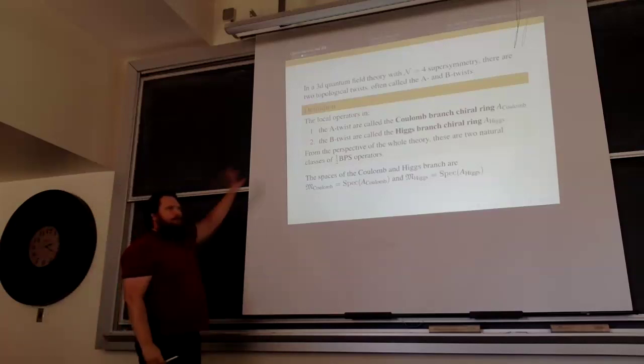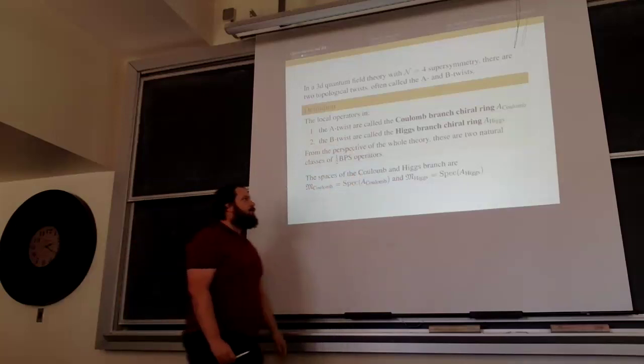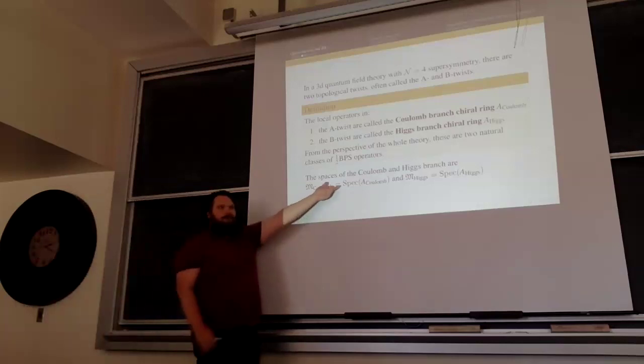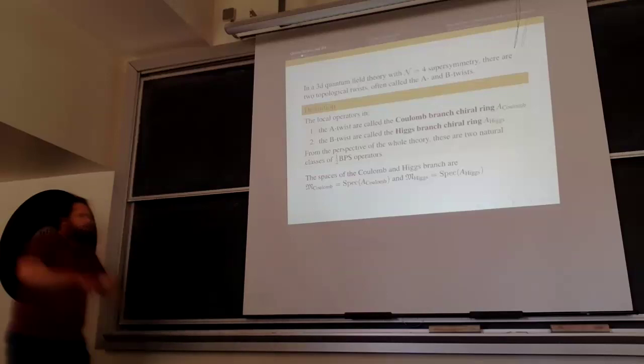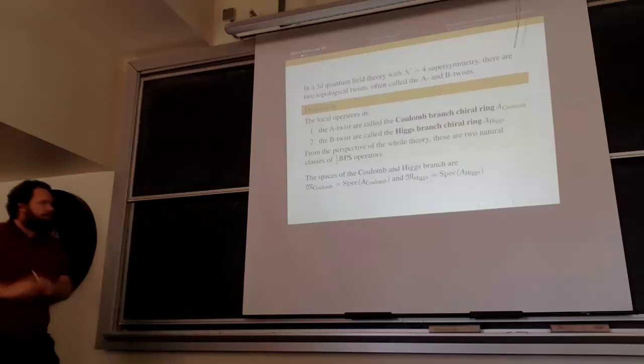the point is, out of one of these sort of combinatorial configurations, you get two rings. They're commutative rings, so they're actually functions on some spaces, which are the spaces called the Coulomb and Higgs branches. So these are two spaces that are associated to my quantum field theory. And it turns out they're often natural spaces that you know about.